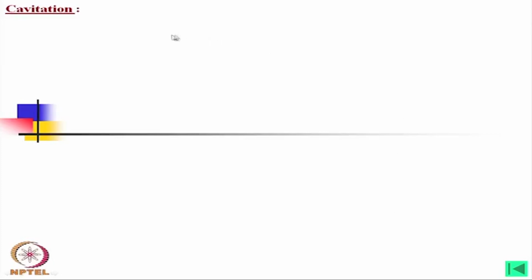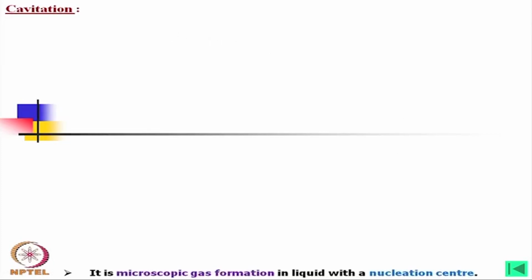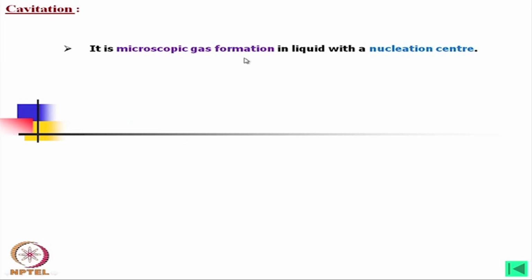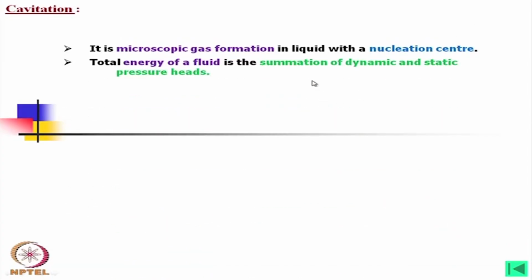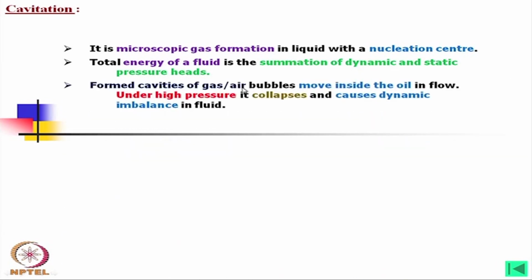Now, another associated property of fluid, or phenomenon, is cavitation, which is very harmful for fluid drives. It is microscopic gas formation in liquid with a nucleation center. What happens? As I have told, we cannot avoid the air inside the oil. Now, under pressure, those air particles form a bubble, and the total energy of fluid is the summation of dynamic and static pressure heads. Then they form cavities of gas, air bubbles move inside the oil in flow under high pressure. It collapses and causes dynamic imbalance in the fluid.